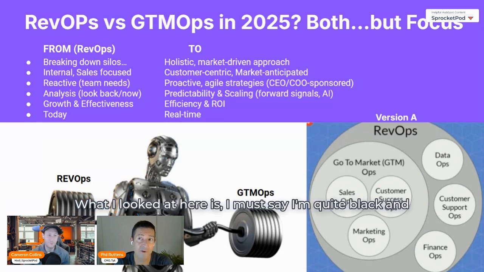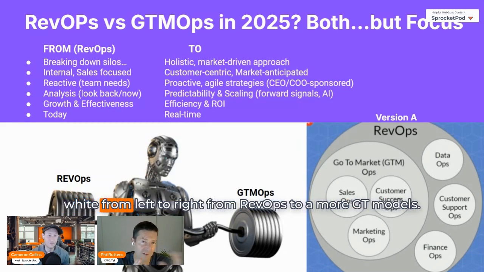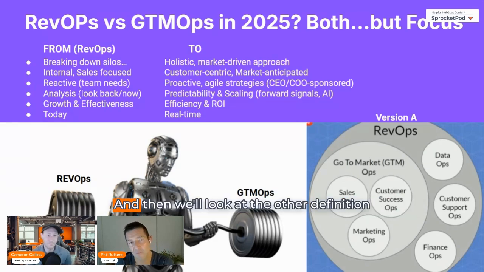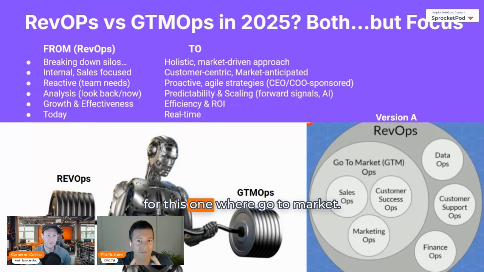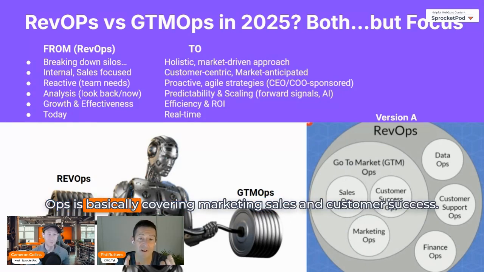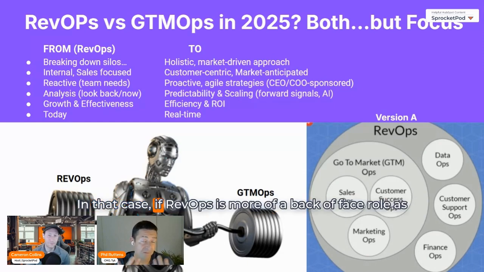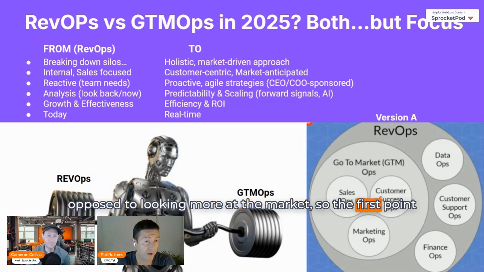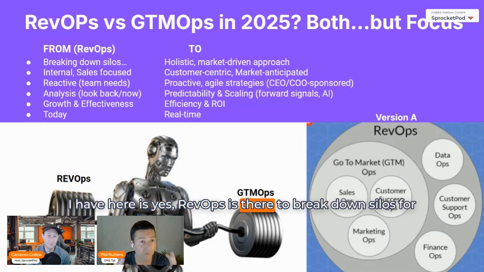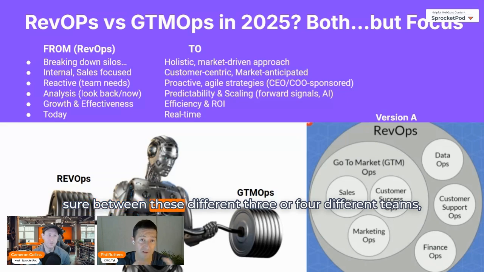What I looked at here is, I must say I'm quite black and white, from left to right, from RevOps to a more GTM ops level. And then we'll look at the other definition. But for this one, where go-to-market ops is basically covering marketing, sales, and customer success, and RevOps is more of a back office role. In that case, if RevOps is more of a back office role as opposed to looking more at the market, the first point I have here is, yes, RevOps is there to break down the silos, for sure, between these different three or four teams.